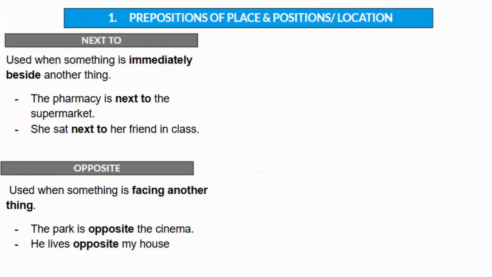We also have next to. This next to is almost the same as near. It's used when something is immediately beside another thing. Like the pharmacy is next to the supermarket. It means immediately after the pharmacy, you will see the supermarket.